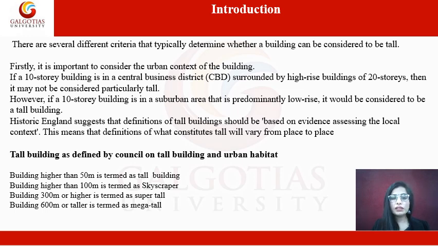So a tall building is defined by the Council on Tall Buildings and Urban Habitat. A building higher than 50 meters is termed a tall building. If the building is higher than 100 meters, it is termed a skyscraper, and 300 meters or higher is termed super tall. And if we talk about 600 meters or taller, it is termed mega tall. So these are some defined heights by the Council on Tall Buildings and Urban Habitat.